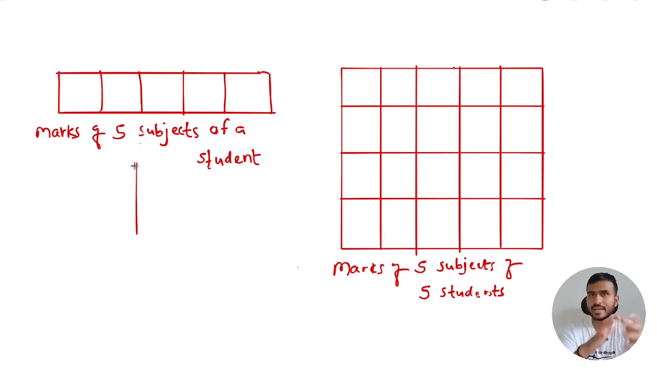If you observe very carefully, if I talk about marks of 5 subjects of a student, then all these values represent marks of the same student. So these values are related to each other. In such a scenario, it is very ideal to store that data in an array.